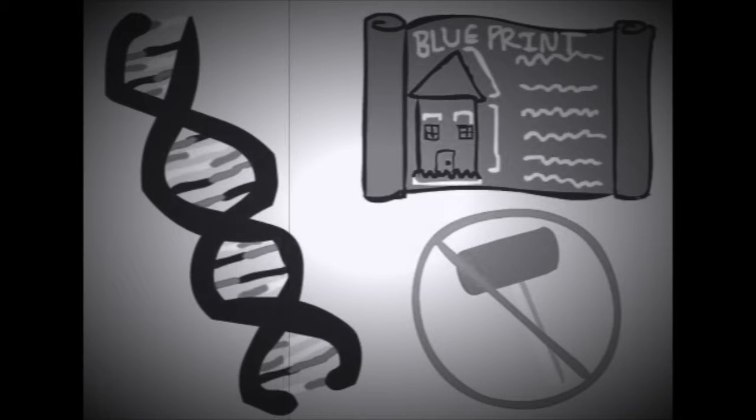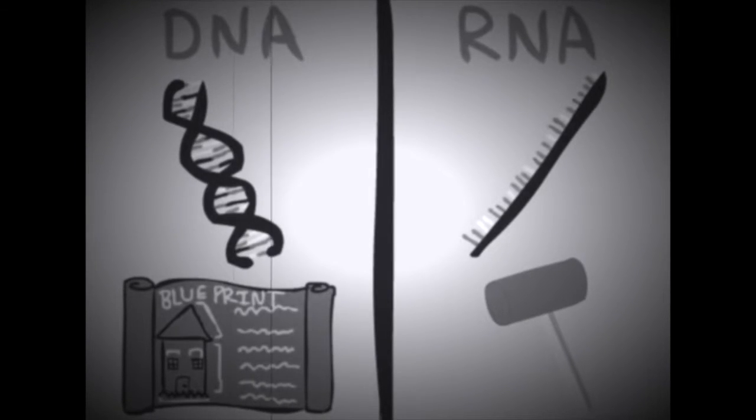DNA is the instruction to build an organism, but it doesn't perform the actions to actually build it. If DNA is the instruction, then RNA, aka ribonucleic acid, is the minion that uses this instruction to carry out certain projects. There are some main differences between DNA and RNA.